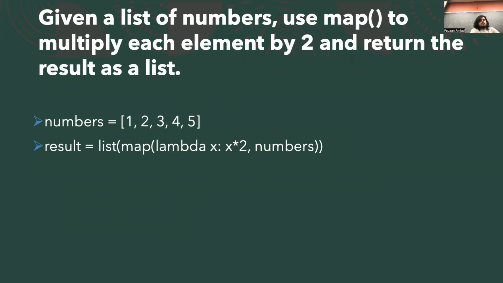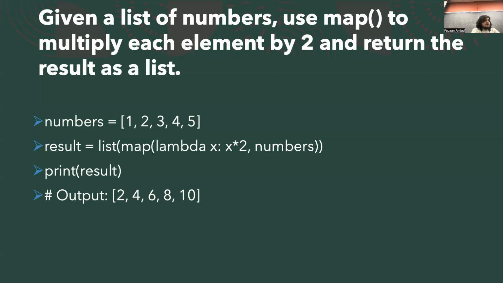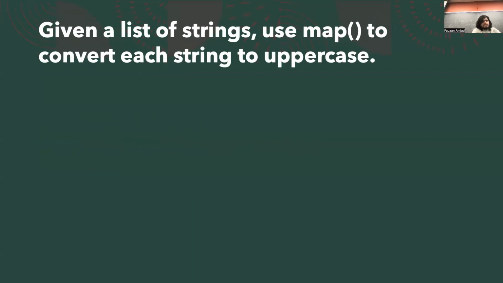And so we're applying this function. We put a comma, that's our entire function. And we apply that entire function onto the numbers list, okay? And so this creates a map object, and then we convert that map object to a list. And so when we print out the result, it should print out each of those elements, but they're multiplied by 2, okay? Given a list of strings, use map to convert each string to uppercase.